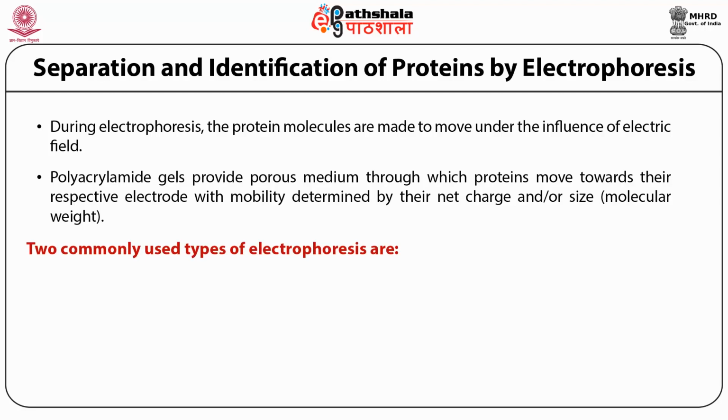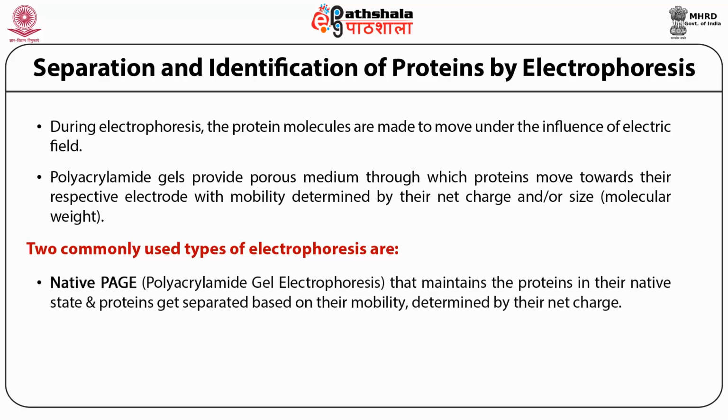Two commonly used types of electrophoresis are native PAGE and SDS PAGE. In native PAGE, the proteins are electrophoresed under conditions that maintain those proteins in their native state, and therefore the proteins get separated based on their mobility determined by their net charge.